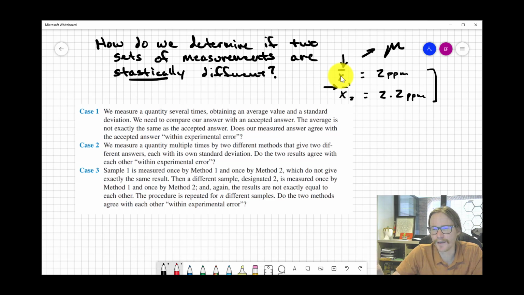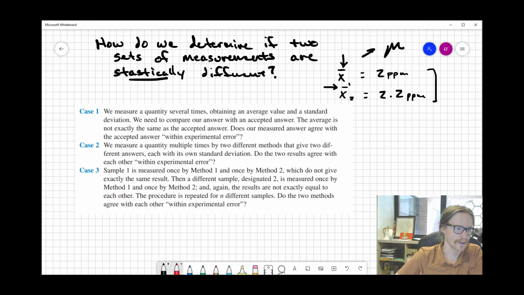They'll never be the same, but if they're coming from the same population, then the difference that we see simply comes from the random error. It can be explained by random error. If they're statistically different, then random error cannot simply describe the difference, and there must be something else, either systematic or truly different, about those sets of measurements. That's where statistical tests of significance come in.